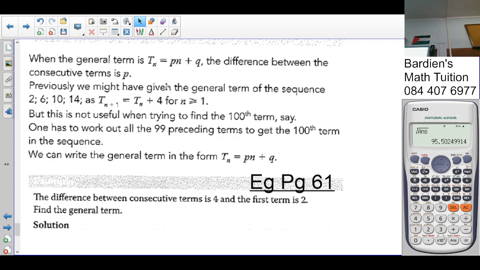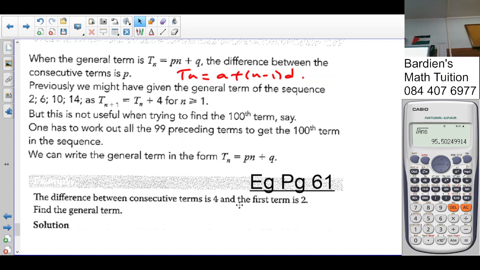When a general term is T_n is equal to pn plus q. Remember I gave you a formula the other day in the previous lesson. Eh? What was that formula? T_n is equal to a plus (n minus 1)d. Not so? Right. That's the formula we will be using. Not pn plus q. The difference between the consecutive terms is p. To us it's going to be d.